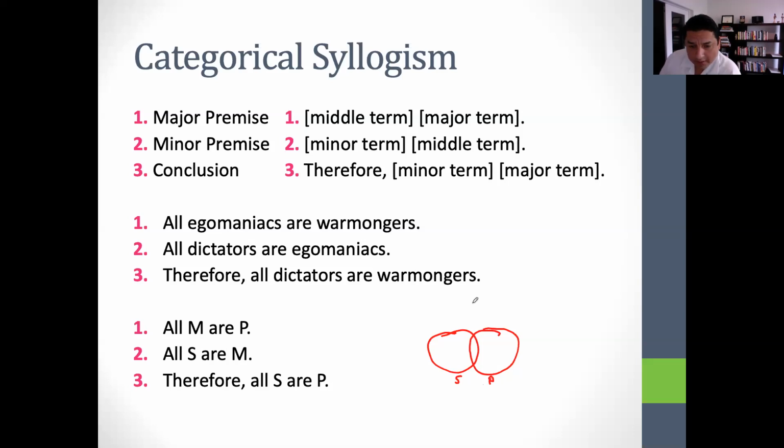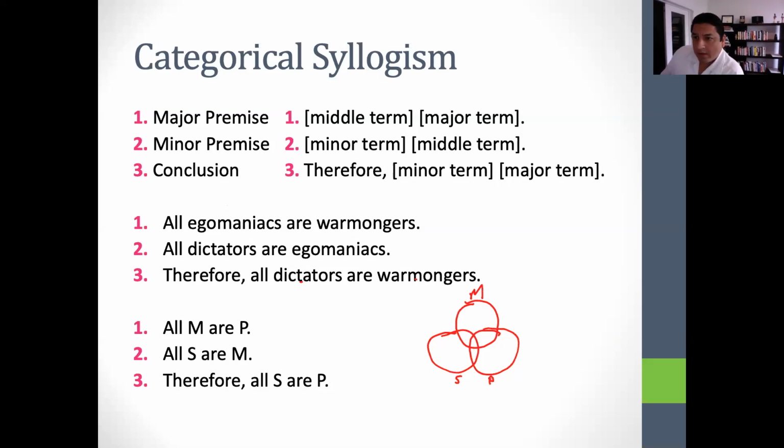And then we're going to need one extra term in here for the middle term. We're going to call this M. So when we assess this argument here, we're going to reference these variables, S, P, and M, to the terms that we have here. So dictator is going to be S, warmongers is going to be P, and egomaniacs is going to be M.